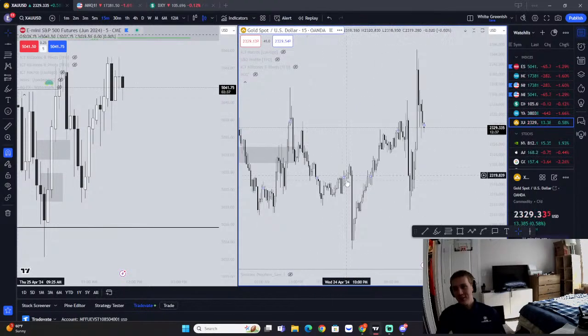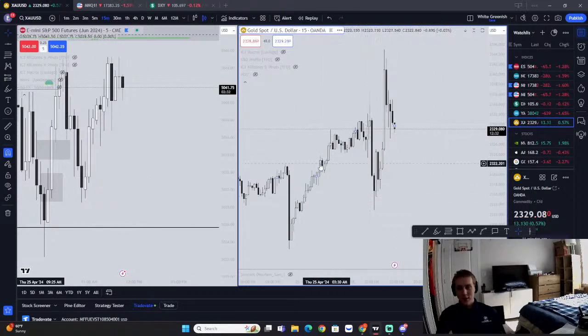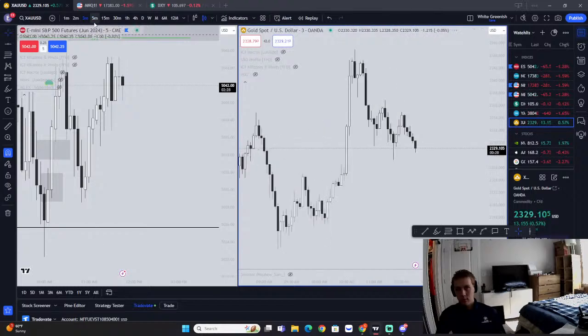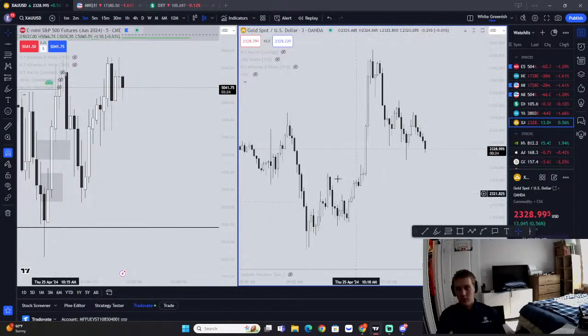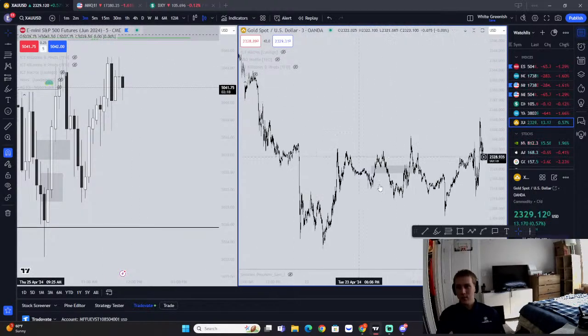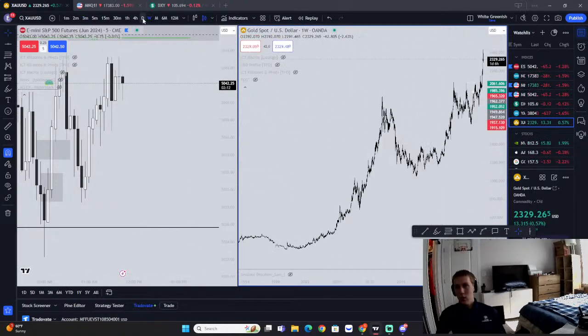I guess inverse fair value gap here. Like, where's the entry? I guess there's not always gonna be an entry, but I don't like the way this moves. This structure, I don't love it. Like, I would expect this to possibly be a market maker sell model, but I don't know.